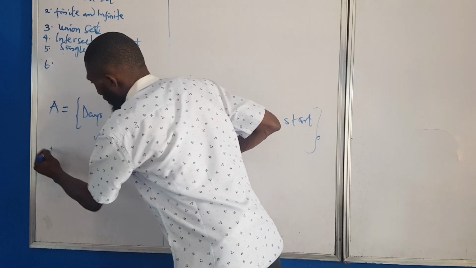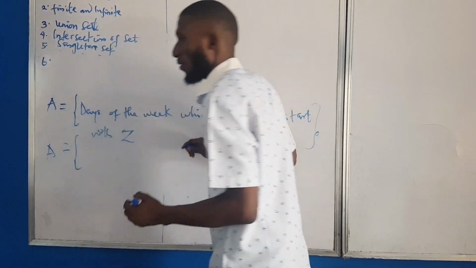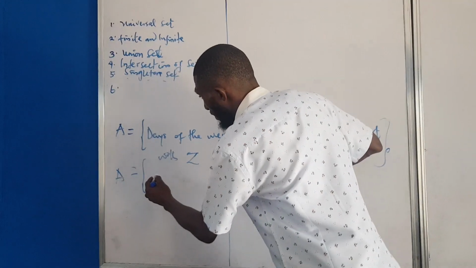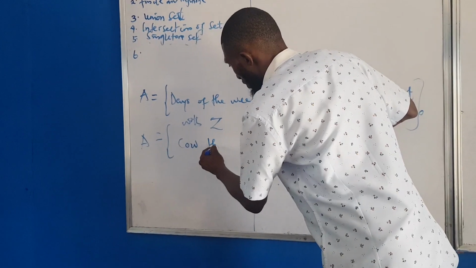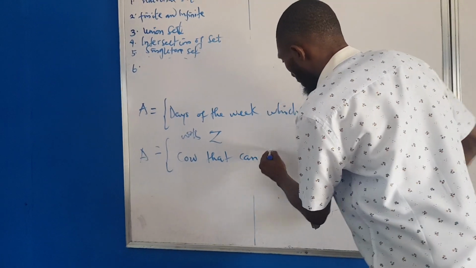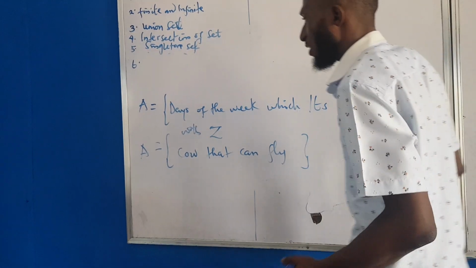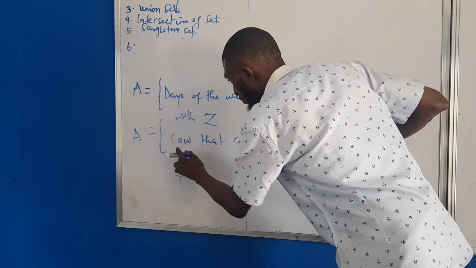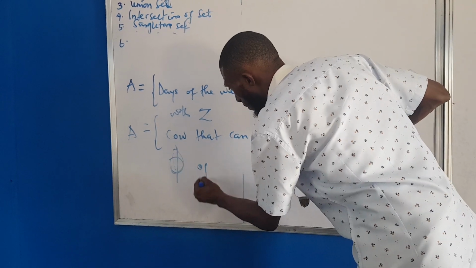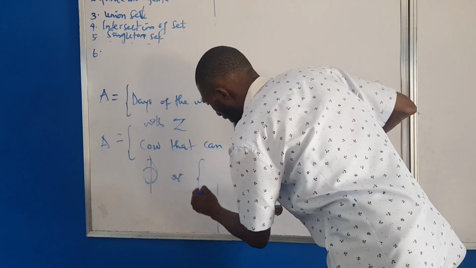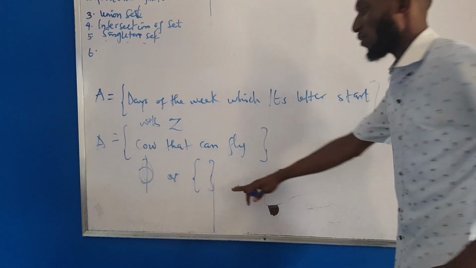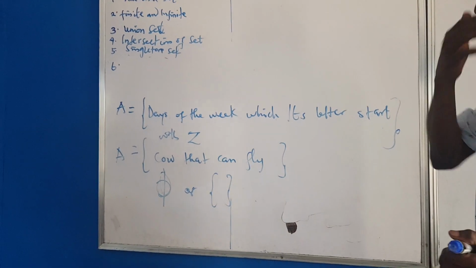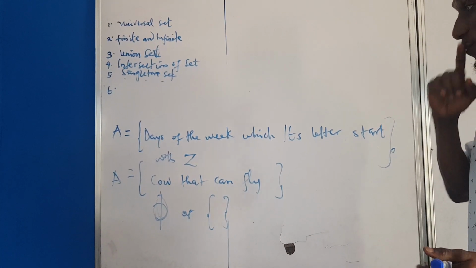Or you just say, let's say, cows that can fly. Do you have any? No. And it is denoted by this sign. You denote the empty set by this, or you denote it by the empty bracket. And this is the empty set.